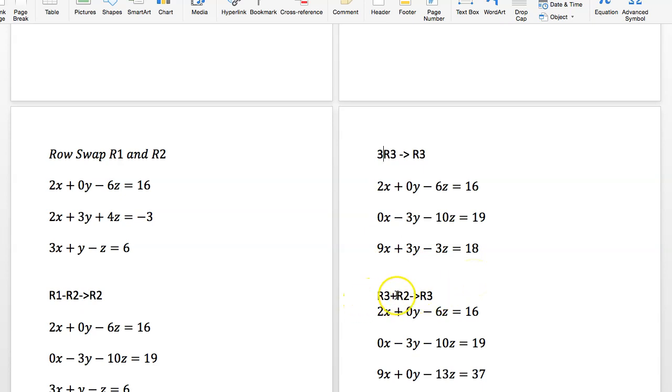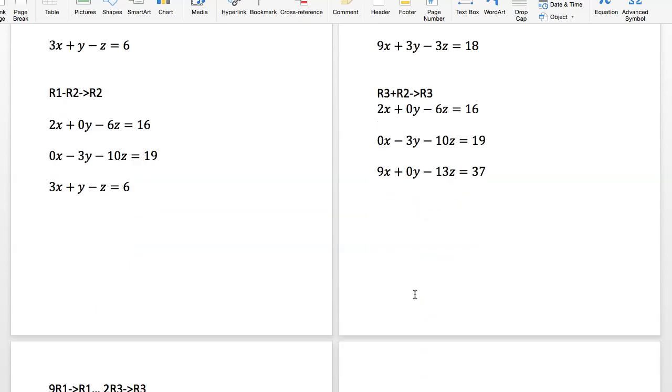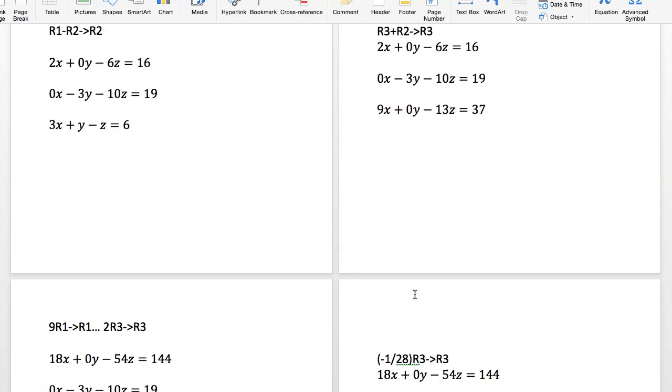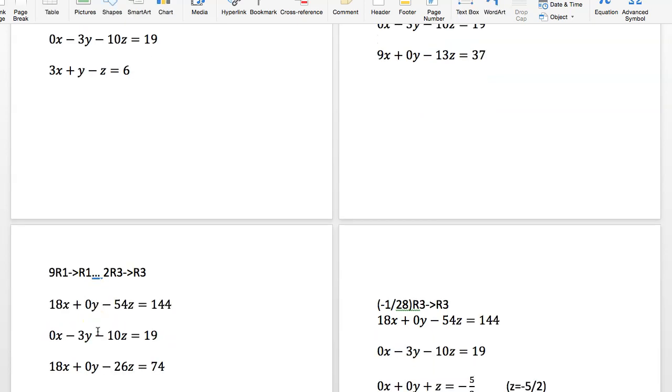Now, row 3 plus row 2, and I put that into row 3. Okay, yeah, that'll cancel. That's a neg 13. That is 37. Okay, right. I don't see any beef. Now, if I do 9 row 1, and I put that into row 1, 9 times 16, that is 144. Right, and then I do 2 row 3. Yeah, I don't see a beef yet.